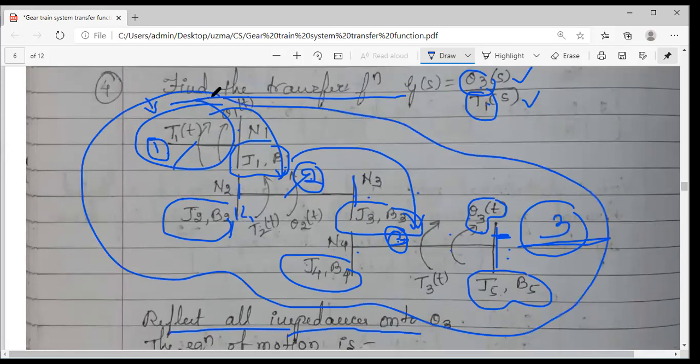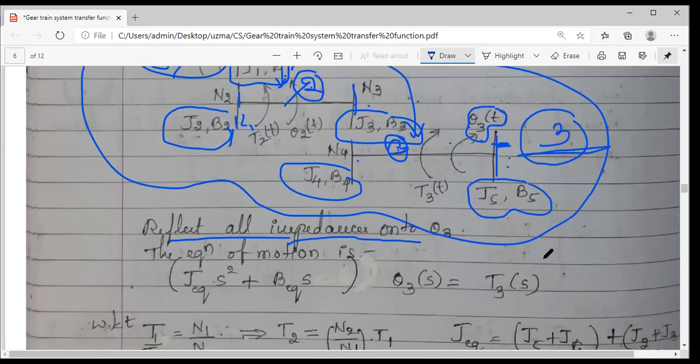This is your given mechanical system which has gear trains. 5 gears are included here. If I want to draw this, I have to transform the system into a mechanical system which does not have gears. So in general, how can I draw it? Take one shaft, and some torque is there.